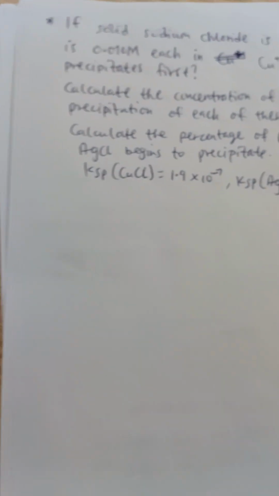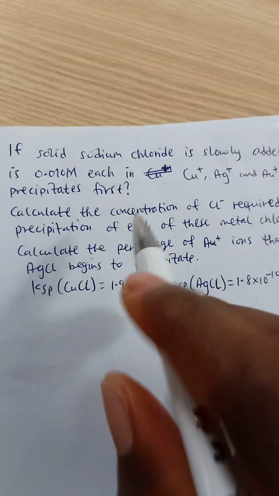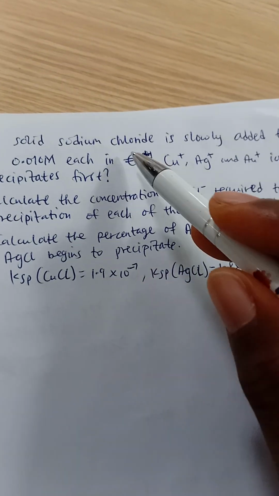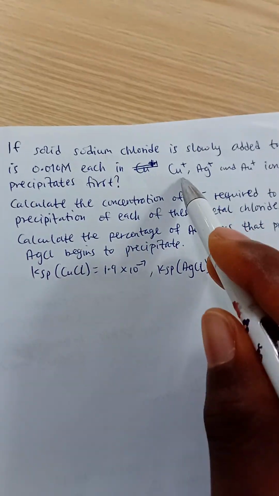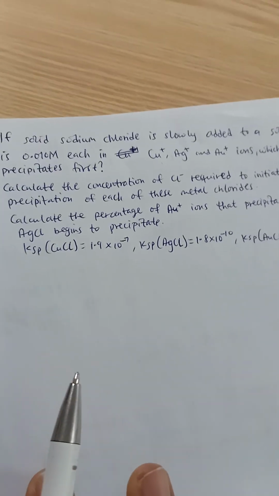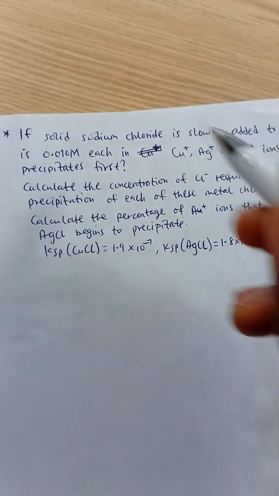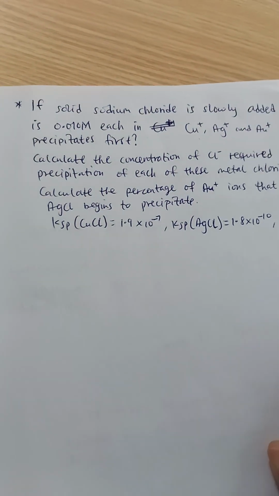My favorite question is here. Solid sodium chloride is slowly added to a solution with this concentration of each of these ions. Which compound precipitates first? It's in three parts, and this is the first part. We're given the Ksps of the compounds. This is fractional precipitation.